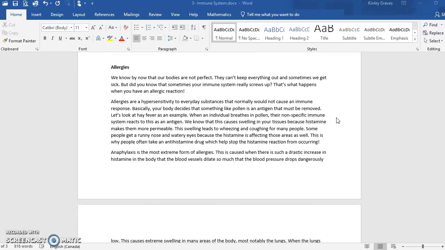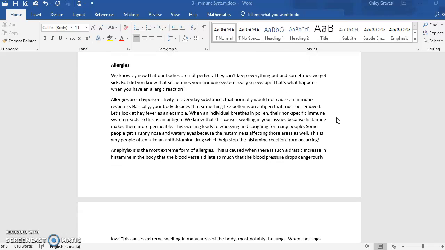So moving on, we'll talk about allergies. So we know that our bodies are not perfect and sometimes they mess up. That's what happens when you're having an allergic reaction. So allergies are a hypersensitivity to everyday substances that normally would not cause an immune response. So basically, your body decides that something like pollen, which is not actually dangerous to our bodies, has to be removed. It's a toxic, dangerous substance.